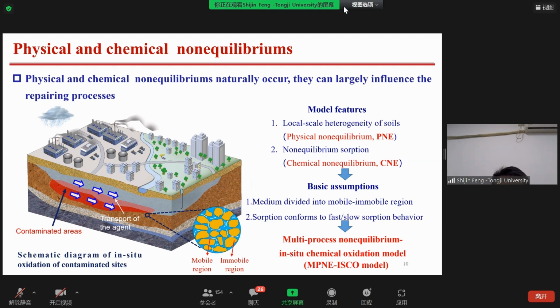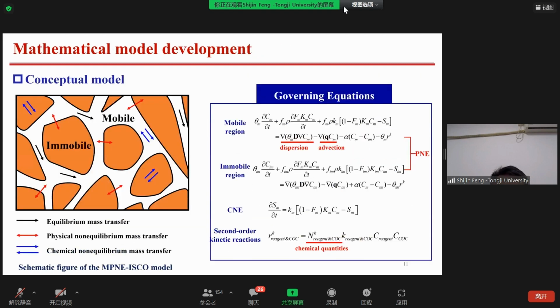Then we develop a multi-process non-equilibrium in situ chemical oxidation model. We define it as the MPN ISCO model. This is a conceptual model. Look at the left figure. In the mobile and immobile regions, we consider the equilibrium mass transfer, PNE mass transfer, and CNE mass transfer. The right side shows the governing equations.